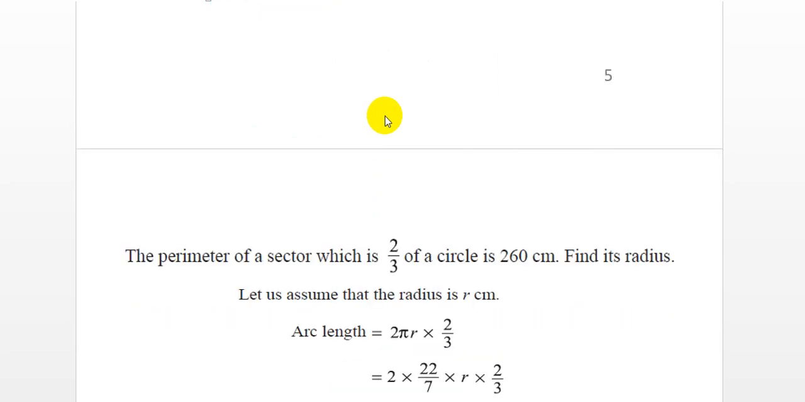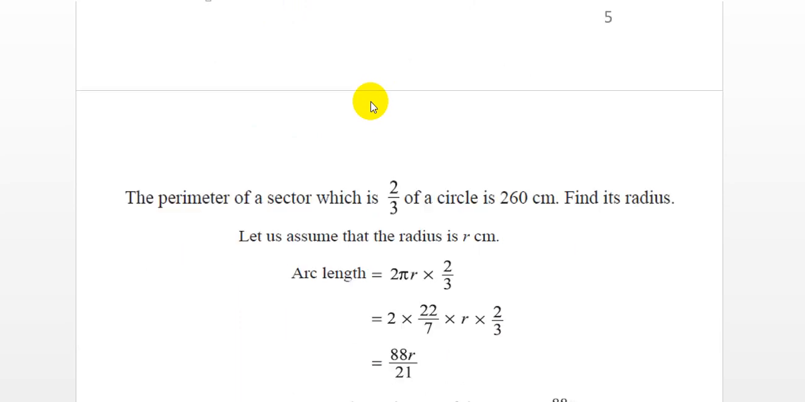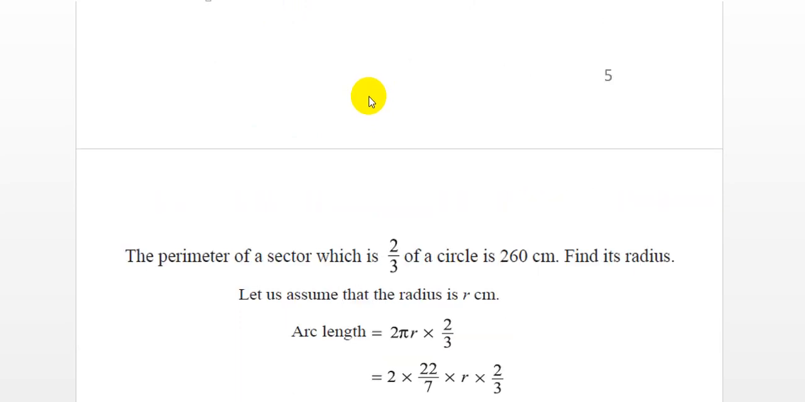Let's look at another example, from a different perspective. So the question says the perimeter of a sector which is 2/3 of a circle is 260 centimeter. Find its radius.